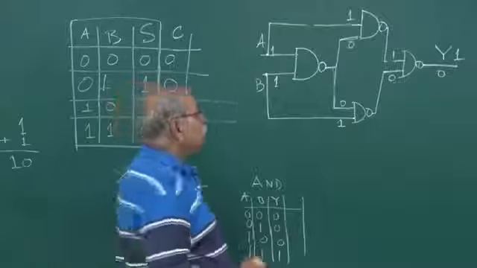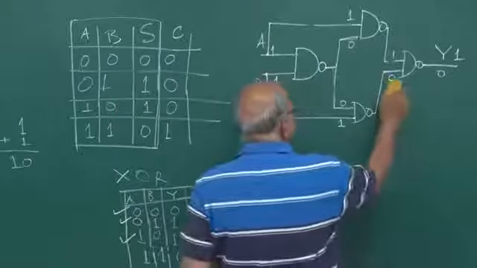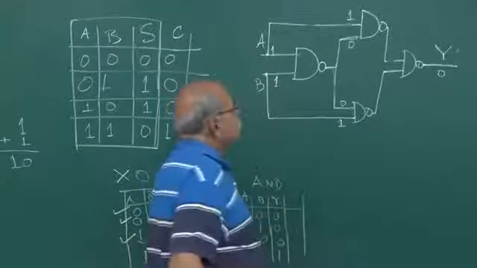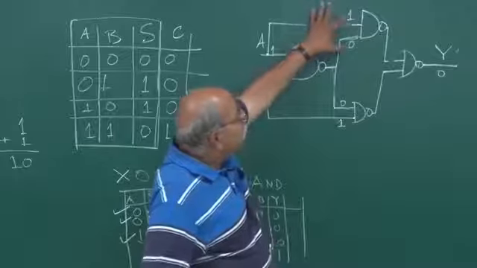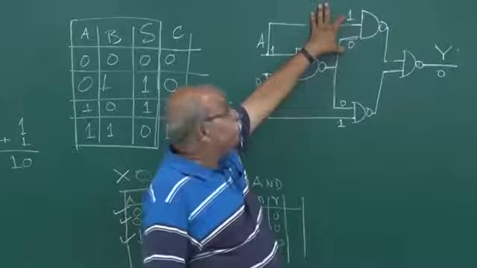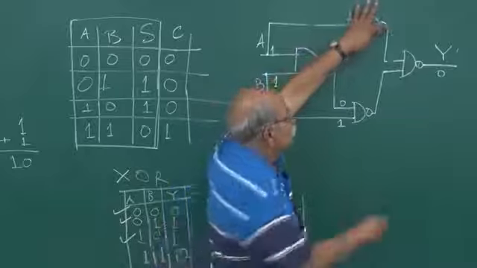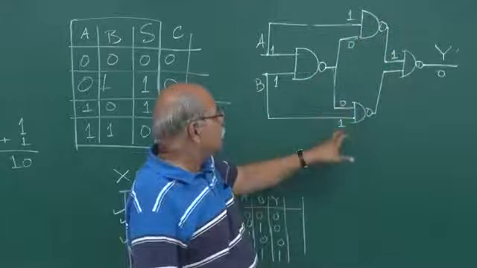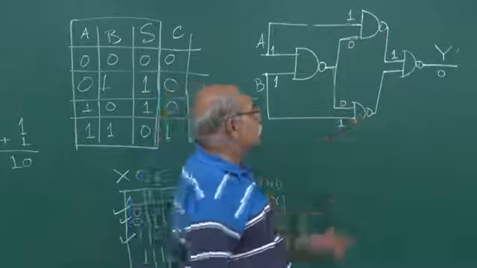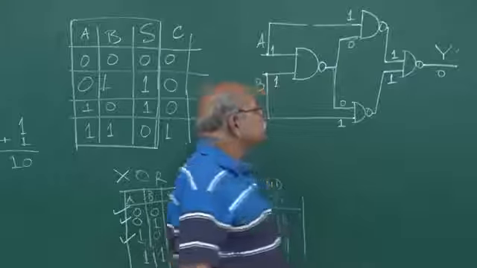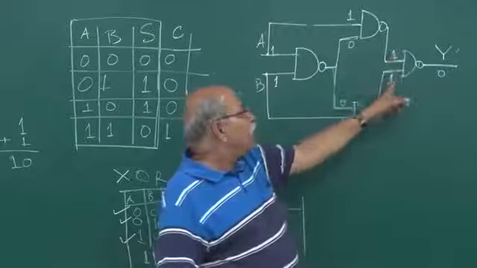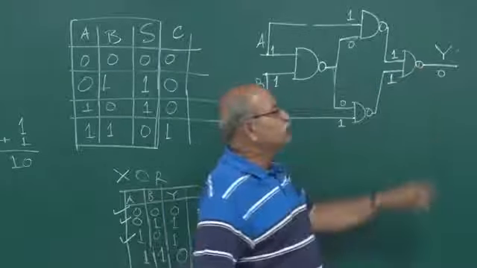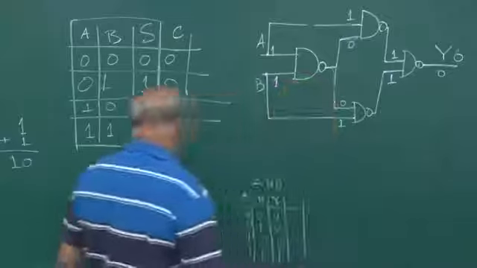Let me remove all these old writings. So, what is 1 and 0? 1 and 0 is 0. So this is 0, this is 1. So this is 1 here. And similarly, 0 and 1. So AND is 0 and NOT is, so this is 1. Now, 1 and 1 is 1 and NOT of that is 0. So this Y becomes 0. So that is the last line.